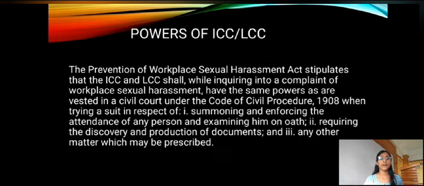Here are some powers that are given to the Internal Complaints Committee of any organization. The POSH Act states that the Internal Complaints Committee and the Local Complaints Committee shall have the same powers as vested in a civil court under the Code of Civil Procedure 1908.